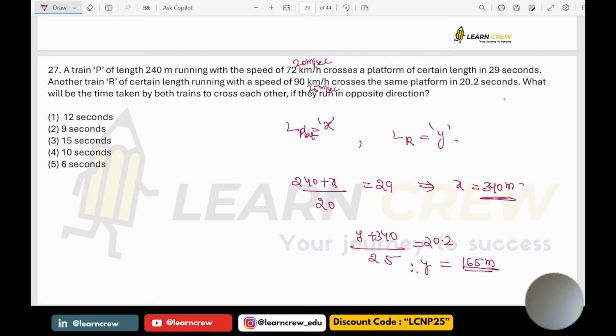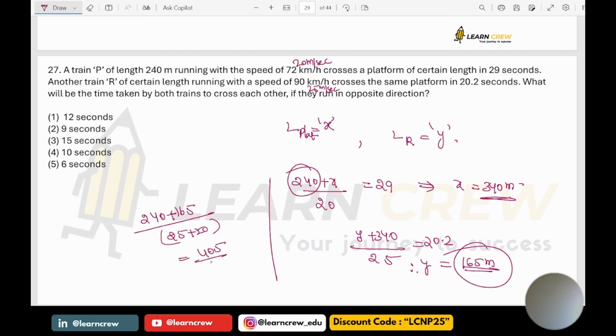Now the question is, what will be the time taken by both the trains to cross each other if they run? So one train length is 165, the other train length is 240. So 240 plus 165, both are traveling in opposite directions. Their speeds we will add, thereby how much time is it going to take? 405 by 45, which is 9 seconds. 9 seconds is the answer.